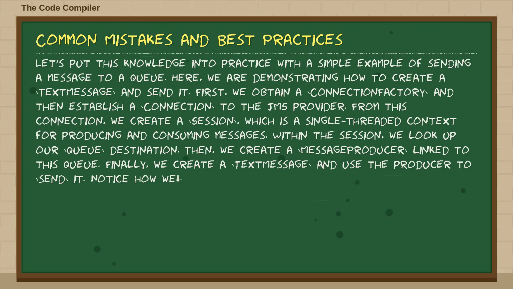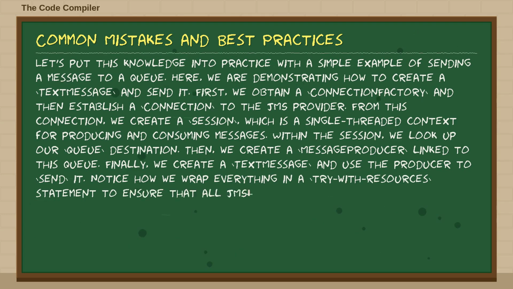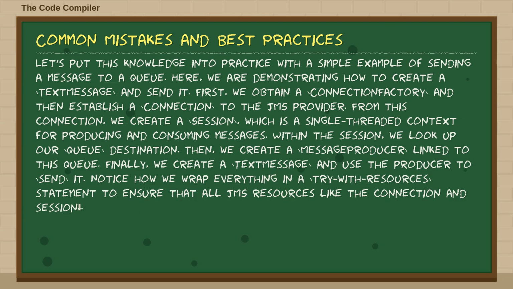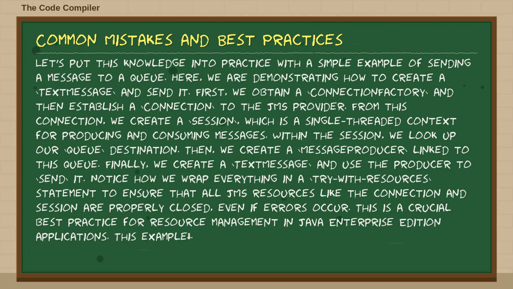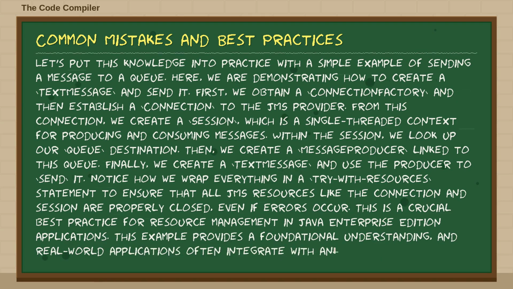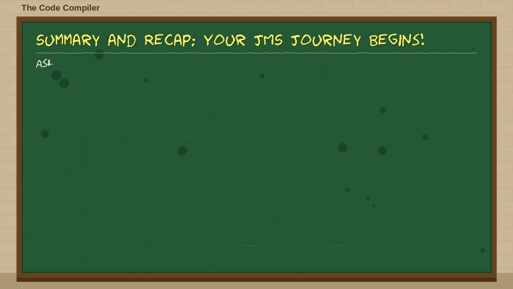Notice how we wrap everything in a try-with-resources statement to ensure that all JMS resources, like the connection and session, are properly closed, even if errors occur. This is a crucial best practice for resource management in Java Enterprise Edition applications. This example provides a foundational understanding, and real-world applications often integrate with an application server like WildFly or GlassFish for managing these resources. As you begin your journey with JMS, it's common to encounter a few pitfalls.